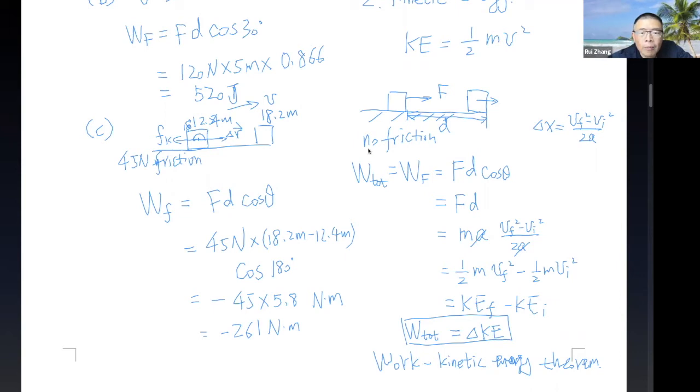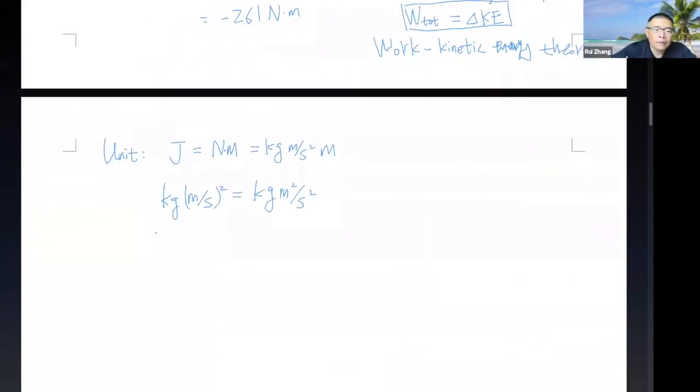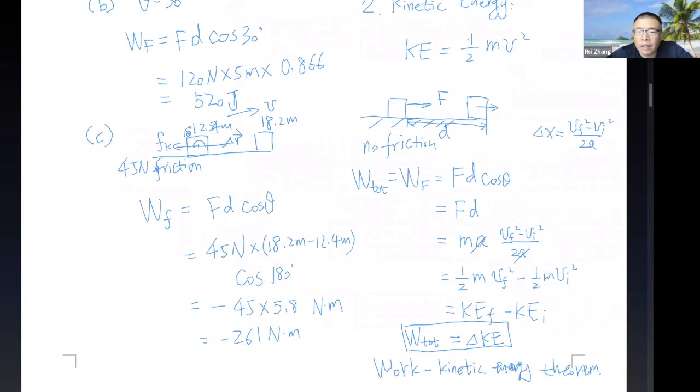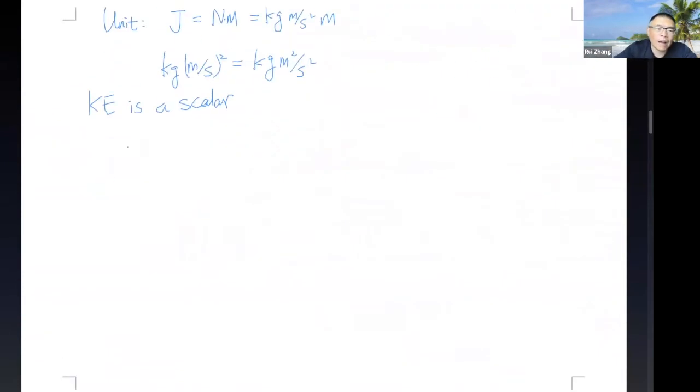Okay, I got a bunch of different answers, scalars, vectors. The answer is actually a scalar. Kinetic energy is a scalar, so there's no direction associated with it. Not only that, if you look at the definition here, KE equals 1/2 mv squared.